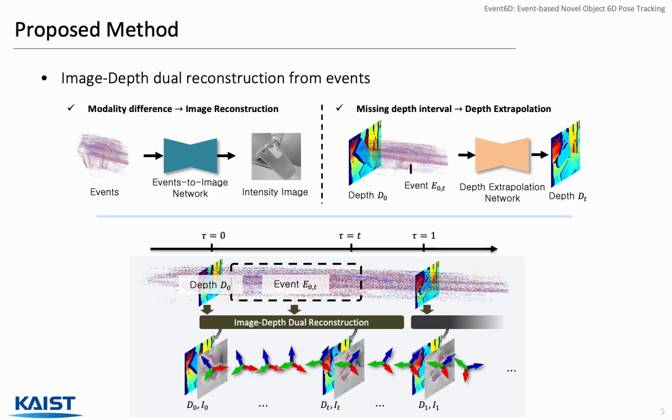Our solution is image-depth dual reconstruction from events. On the left, an events-to-image network reconstructs an intensity image from the event stream. This bridges the modality gap so we can compare against the rendered CAD view. On the right, a depth extrapolation network takes the last known depth and the intervening events to predict depth at the current time step, filling the blind interval. Together, at any time, we now have both an intensity image and a depth image derived purely from the initial depth and events. This is the core enabler for dense tracking.